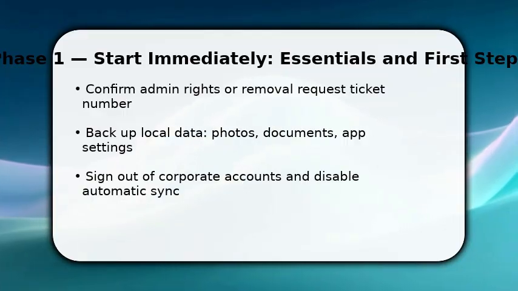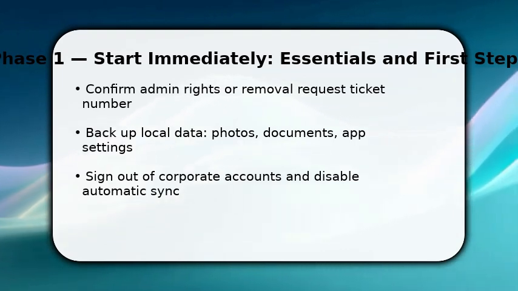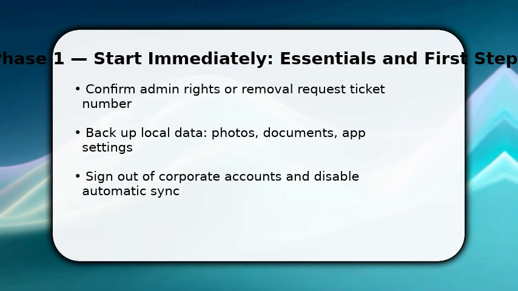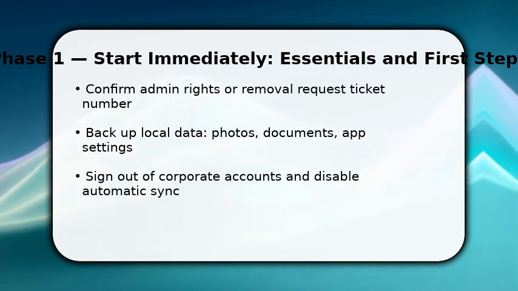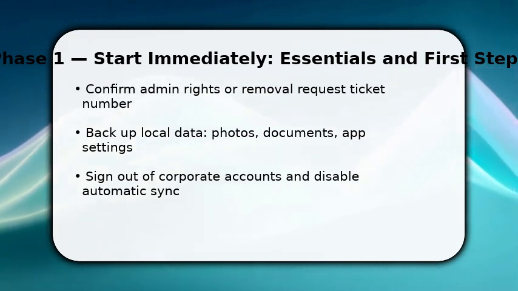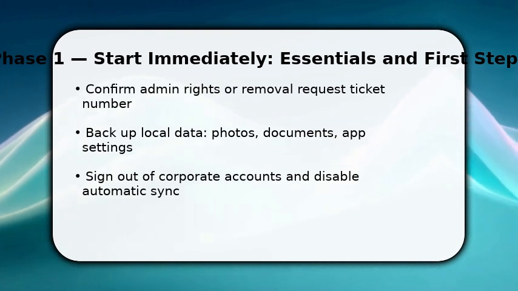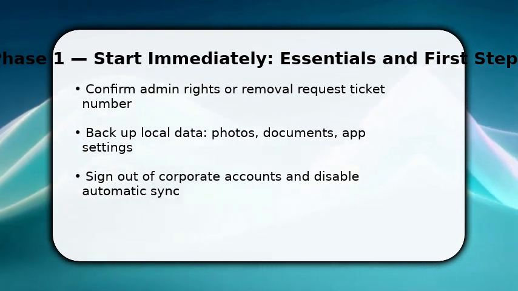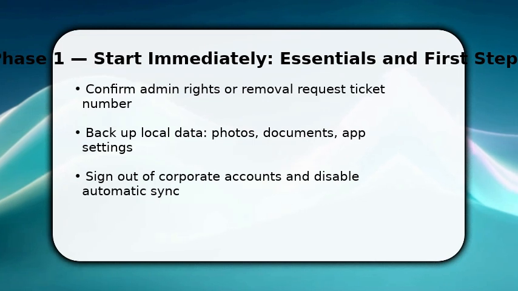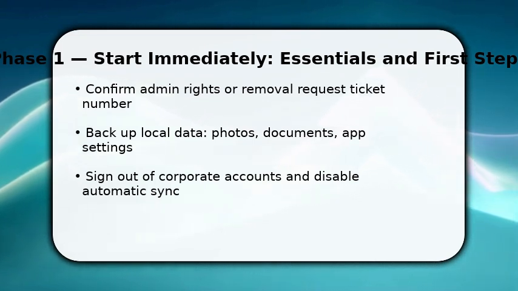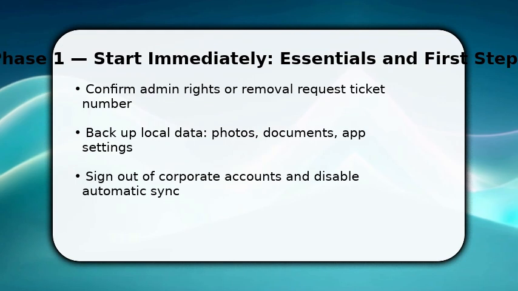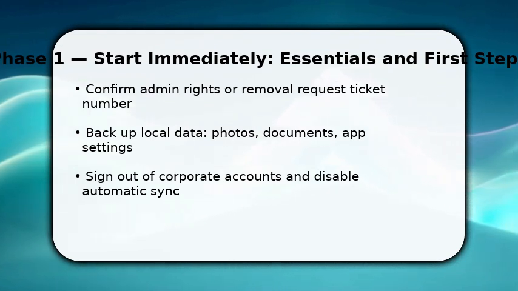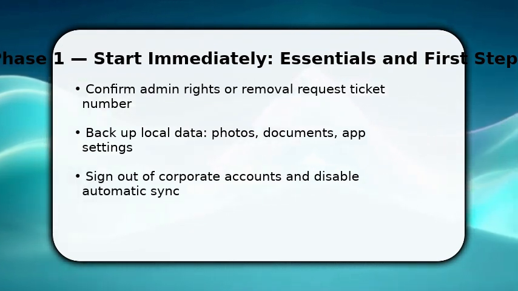You start by confirming you have admin approval or a removal ticket. This prevents policy conflicts. Back up any local files and app settings because once the portal is removed, sync data may be wiped. Next, sign out of corporate accounts and turn off automatic sync to avoid re-enrollment. Once done, make sure device time and network are stable. They affect authentication. These steps prevent loss and reduce errors during the disable process.